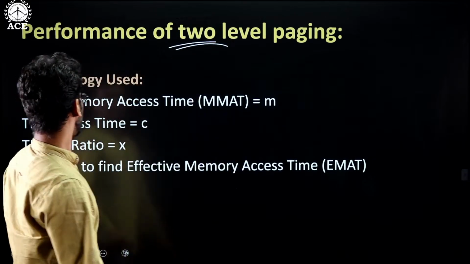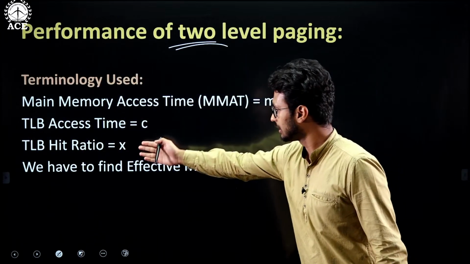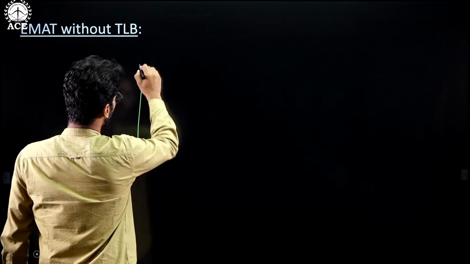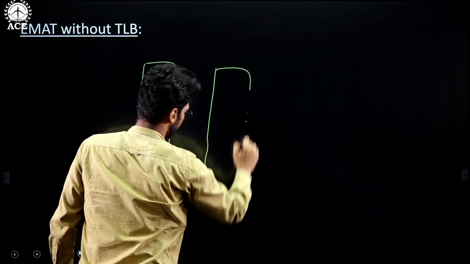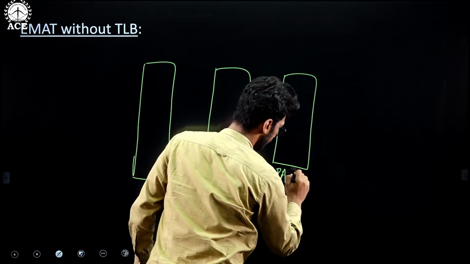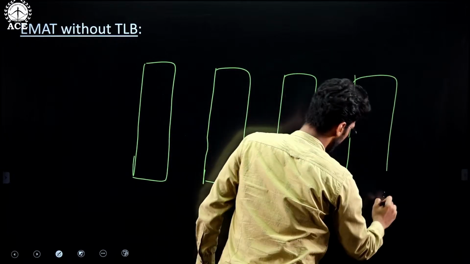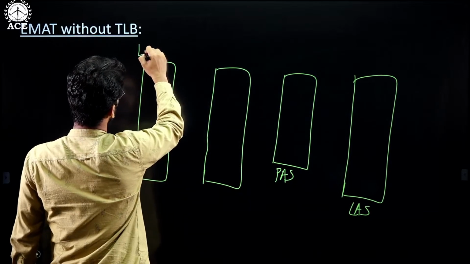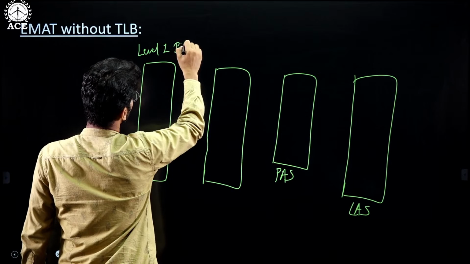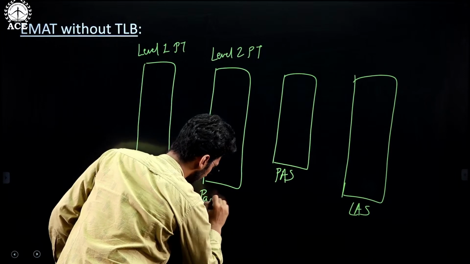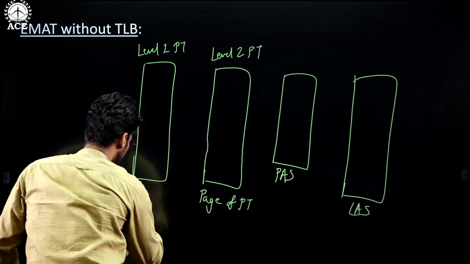Consider 2-level paging, with the same terminology: M, C, X. We just need to find EMAT without TLB. Let's do it for 2-level paging. This is the level 1 page table and level 2 page table, then the physical address space, and this one is the logical address space. The level 1 page table is the page table of the page table.